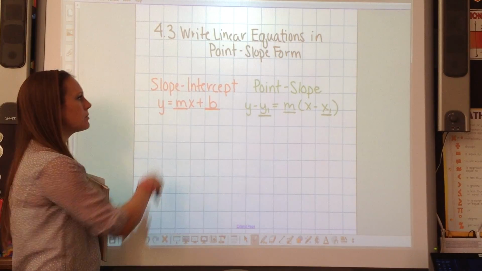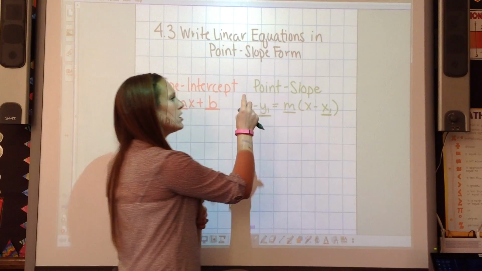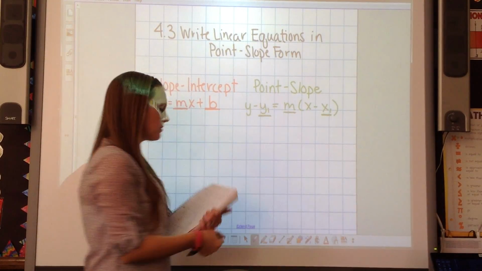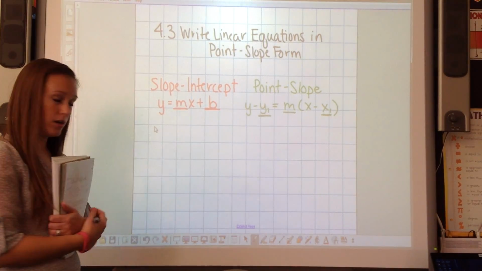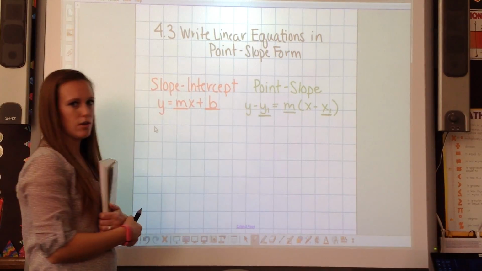Slope-intercept is called slope-intercept because it has a slope and an intercept in it. Point-slope is called point-slope form because it has an ordered pair, a point, and a slope in it. They're going to give you different information, and your job is to plug it into the point-slope formula to create an equation.